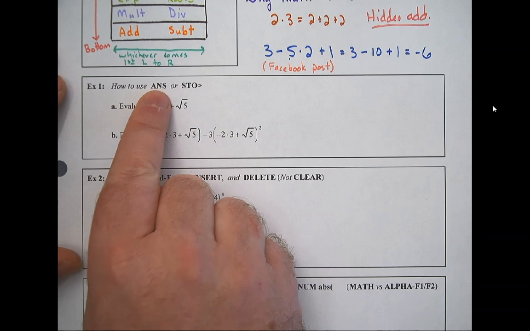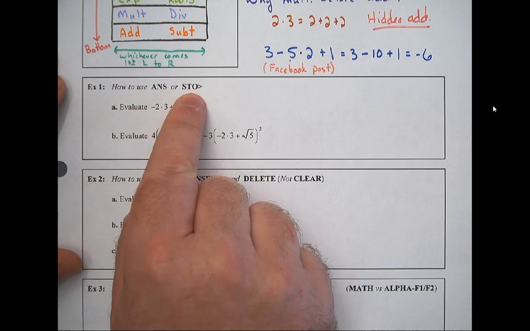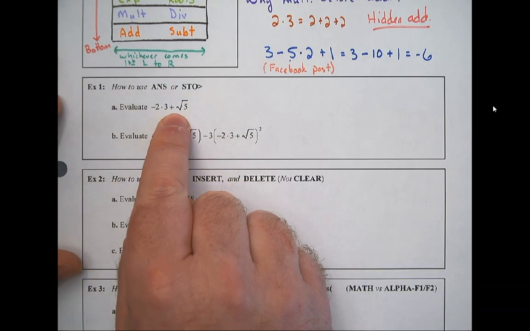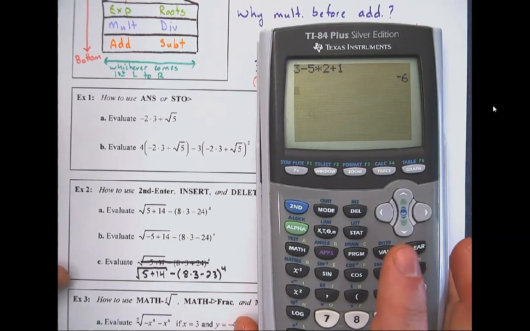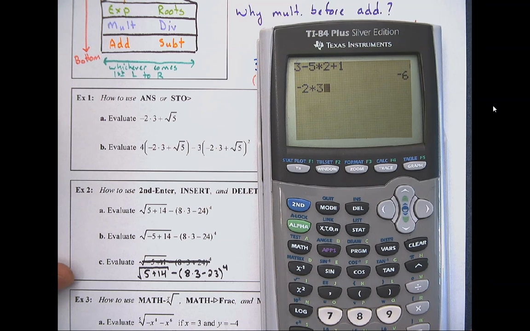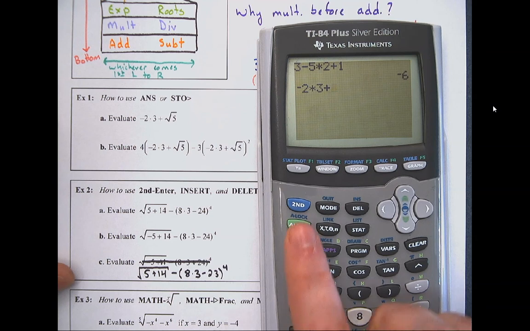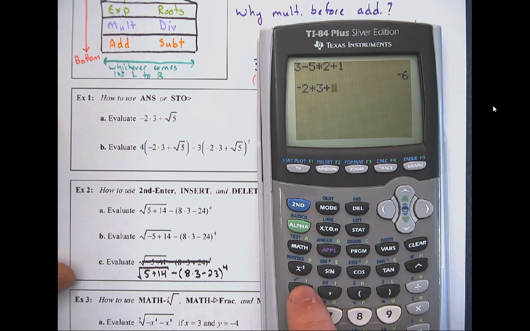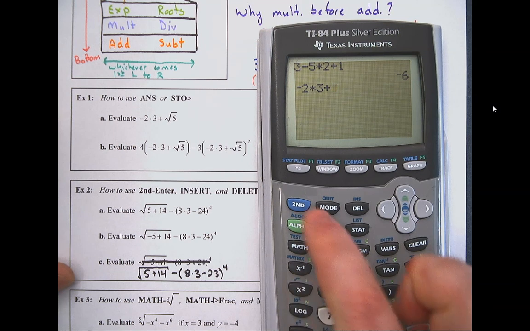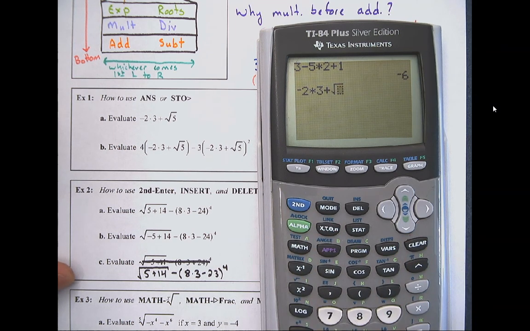The first trick is how to use the answer button or the store button. So let's start off. Let's evaluate -2 times 3 plus square root of 5. So -2 times 3 plus, now square root is above squared. So there's the squared button. And for me to get the buttons above a button, I either have to hit blue or green. Now maybe your colors are different, but whatever the print is, I want the square root, which is in blue. So I'm going to hit the blue button first, and then it'll give me the square root of 5. And I get this decimal.